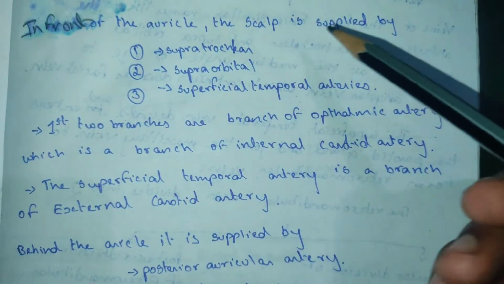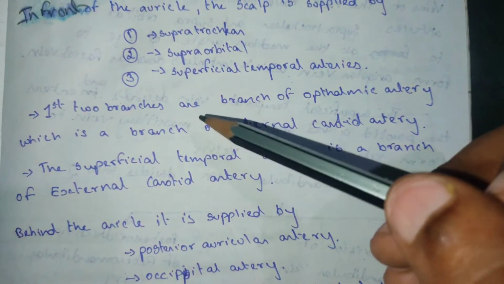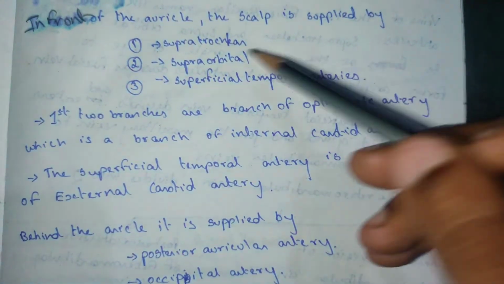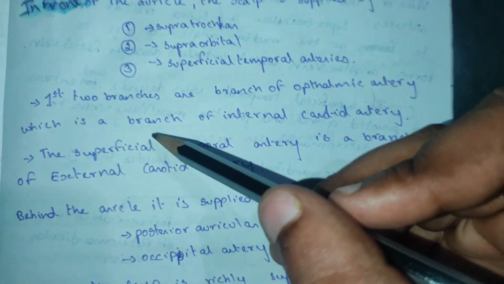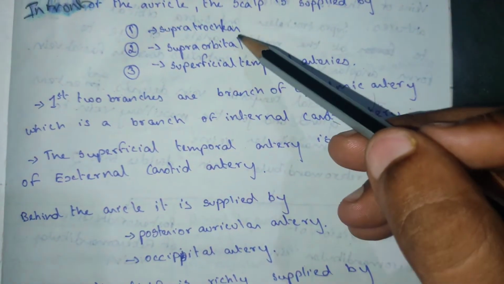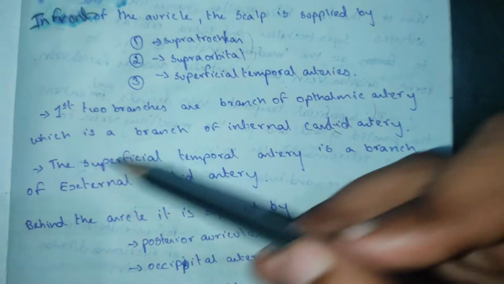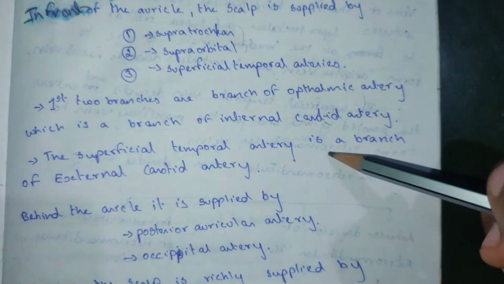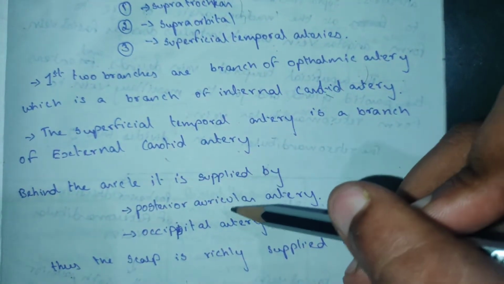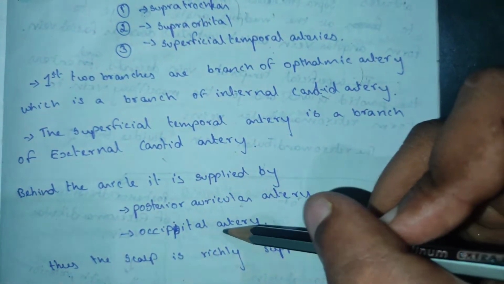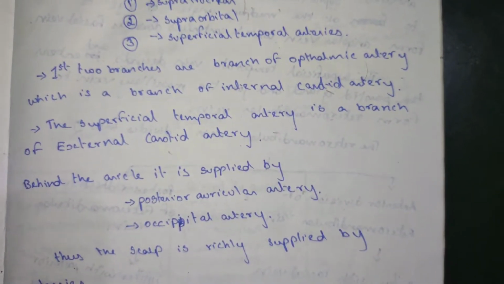In front of the auricle, it is supplied by the supratrochlear, supraorbital and superficial temporal arteries. The first two, the supratrochlear and supraorbital, are branches of the ophthalmic artery, which is a branch of the internal carotid artery, and the superficial temporal artery is a branch of the external carotid artery. Behind the auricle it is supplied by the posterior auricular artery and occipital artery. Thus, the scalp is richly supplied with blood.